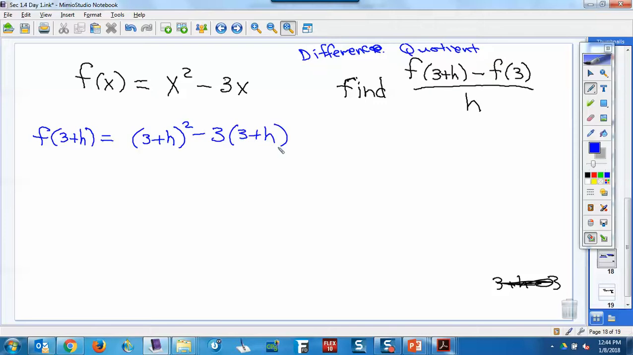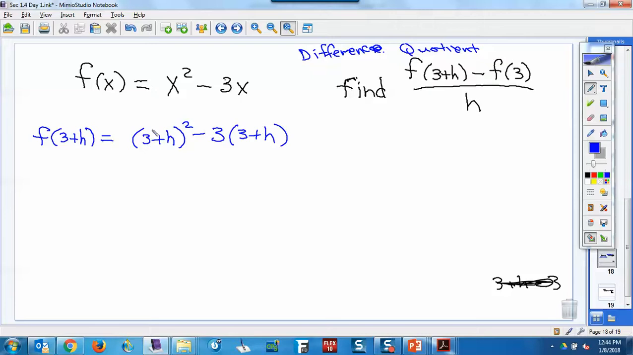It's funny how f of 2 is easy, f of 3 is easy. It just means plug in a 2, plug in a 3. But all of a sudden f of 3 plus h is really confusing. And it shouldn't be, because it's the same thing. You take 3 plus h, you plug it in where the x's go. And so then we would FOIL this out.